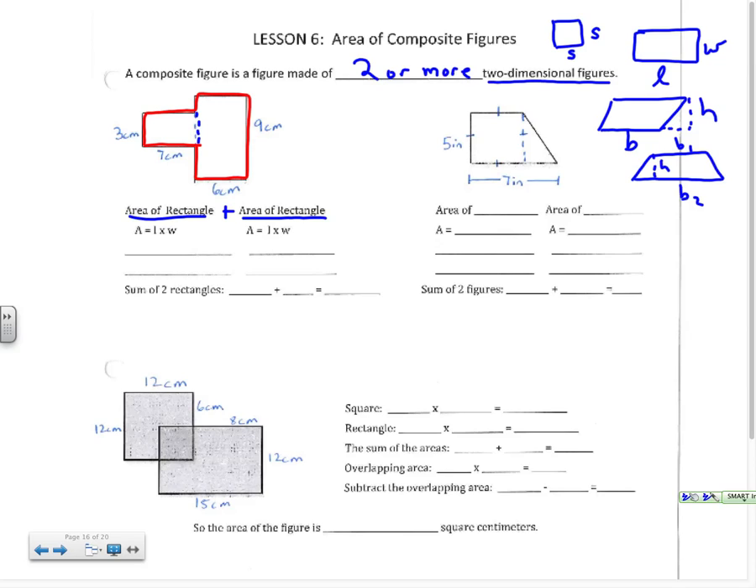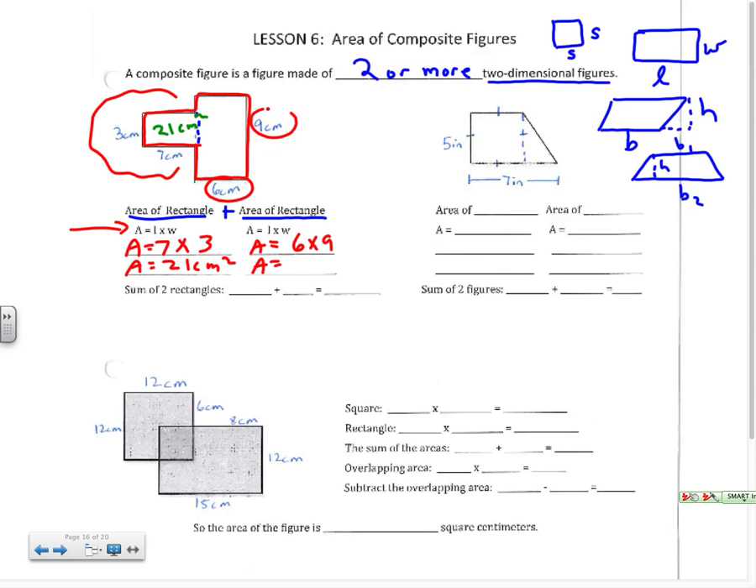So let's look at the area of the smaller rectangle. I apply my formula. I know area is length times width. On this smaller section here, length is 7, width is 3, and the area equals 21 centimeters squared. So just this part is 21 centimeters squared. Then I look at the bigger rectangle. The area is 6 times 9, because the length is 6 and the width is 9, which is 54 centimeters squared.